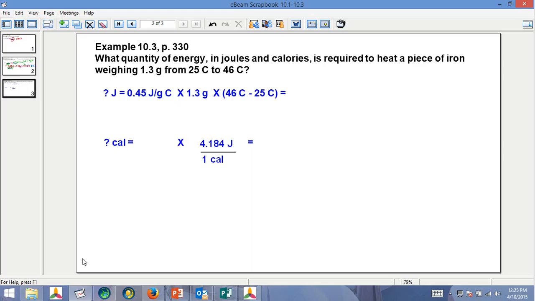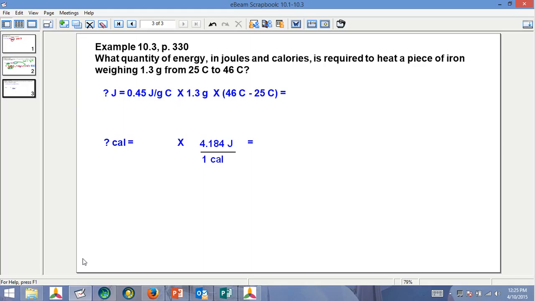Okay. Example 10.3 on page 330. What quantity of energy in joules and in calories is required to heat a piece of iron weighing 1.3 grams from 25 degrees Celsius to 46 degrees Celsius? We have the same kind of situation as we just did. We're looking for joules, and in this case we're using specific heat. You can find the specific heat chart on page 329. It's table 10.1, and it'll give you the specific heat of anything you need to know in this chapter. Obviously, there are tables of more specific heats that you can find elsewhere.